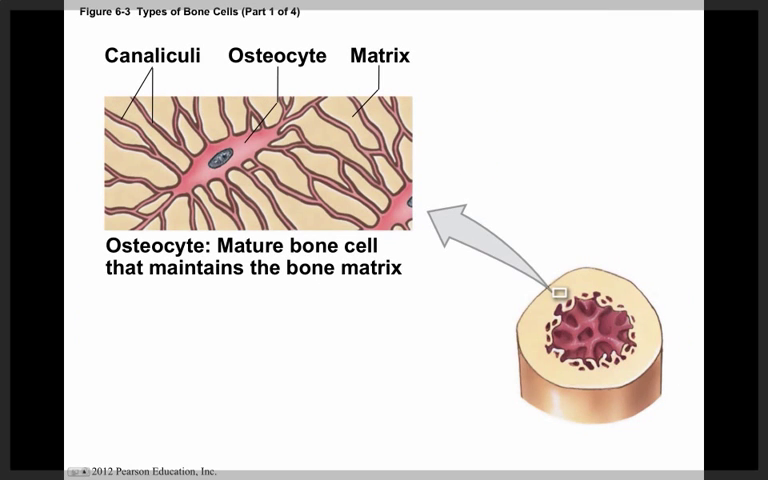The first cell that we'll talk about is the osteocyte. The osteocyte is a mature, non-dividing bone cell. It occupies lacunae, which is a pocket found in between the layers of matrix.